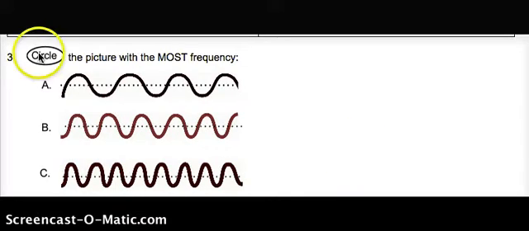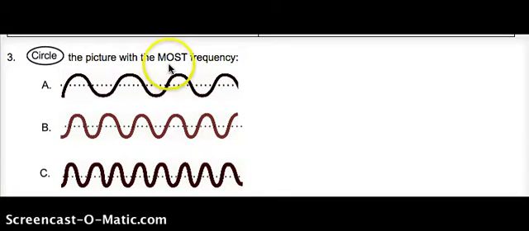Question 3 says circle the picture with the most frequency or highest frequency. So you're going to look at each wave, A, B, C, and you're going to circle whichever wave has the highest or most frequency. Go ahead and do that.